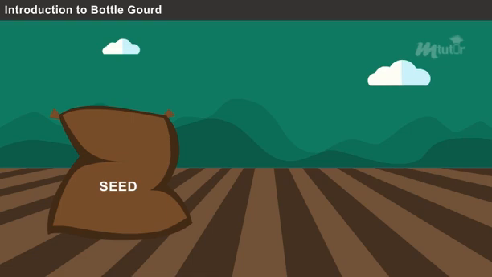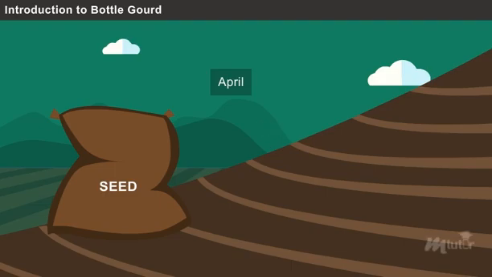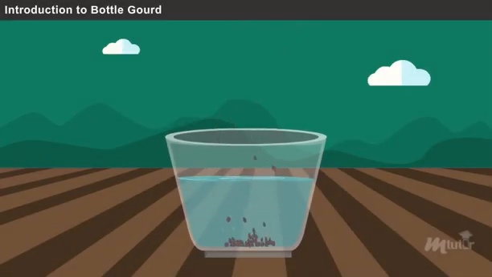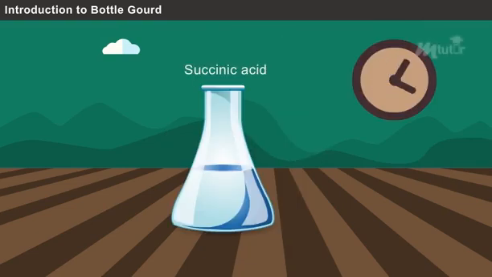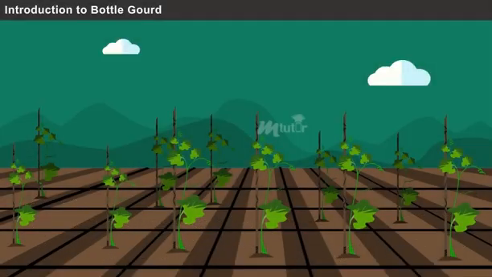Generally, the seeds are sown during the month of June and July in plains and during the month of April in the hilly areas. The seeds can also be soaked in water for 12 to 24 hours or succinic acid for 12 hours to improve the germination. Drip irrigation method is found to be more suitable for bottle gourd cultivation.